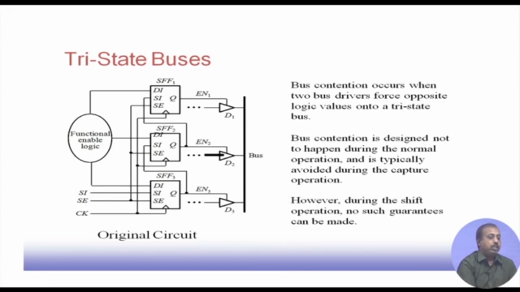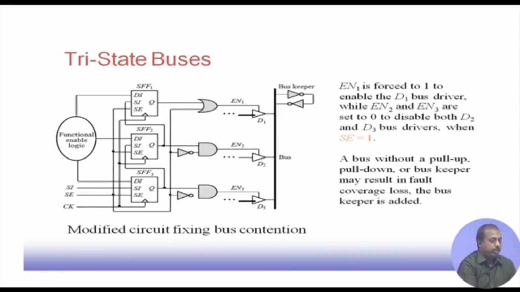So, for the testing mode, we need to modify it. How do we modify? We modify it like this: when the scan enable line is high, it is going there. At the same time, this scan enable line is also coming to this, connected to an OR here and via a complemented version here.